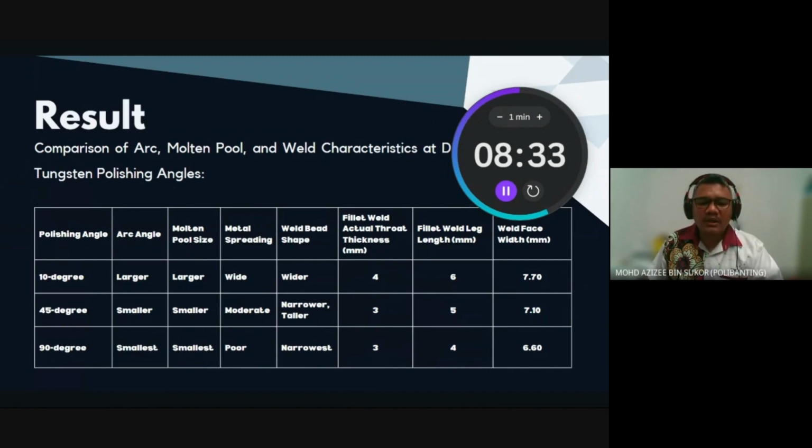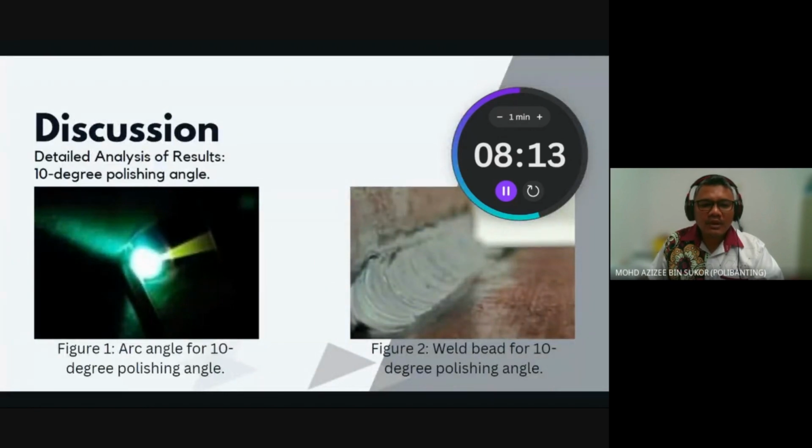90-degree polishing angle, had the smallest arc and concentrated heat, leading to poor metal melting and the narrowest weld bead. Measurement: fillet weld actual throat thickness only 3 mm, fillet weld leg length is 4 mm, and weld face width is 6.60 mm. So with this, we go to the discussion.